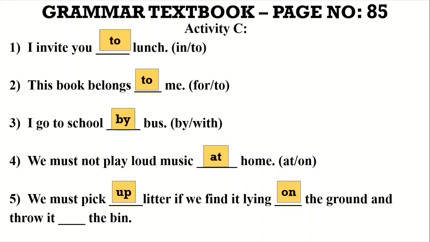So you have used all different types of preposition in the sentence. Throw it in the bin. Okay, it is in the bin, because it is a closed surface, you're putting it inside it. Okay, throw it in the bin. So understood, children? I've just solved 5 questions for you. Please ensure to complete the rest.